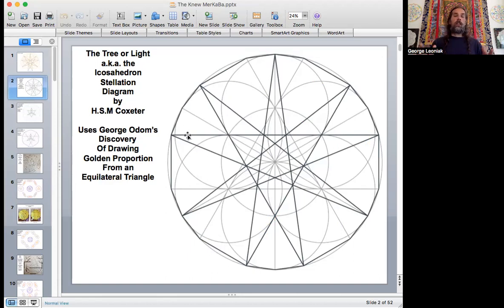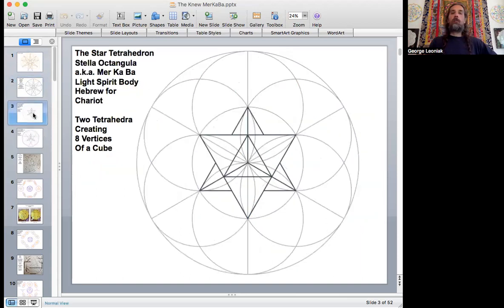I like to call it the tree of light because it gives it a more sacred geometry feel than the icosahedron stellation diagram. But as I have been showing in other videos and will continue to show, this tree of light is really an incredible polygon that can be worked with for structural geometry, and it is hidden in forms, and it's leading to many new discoveries for me.